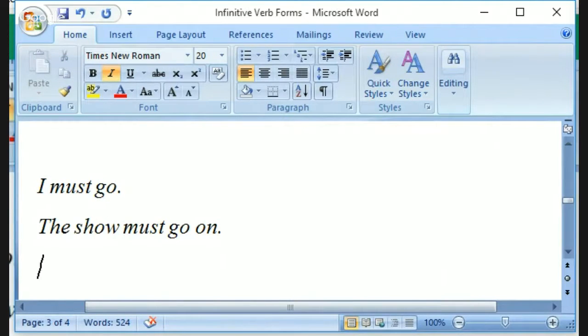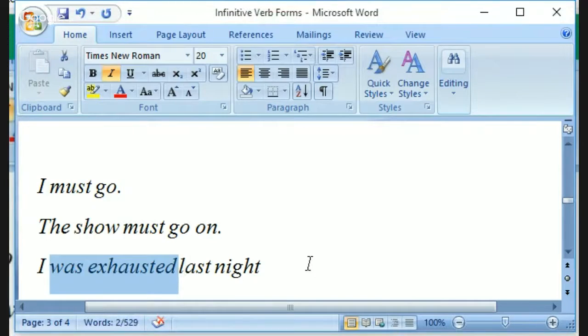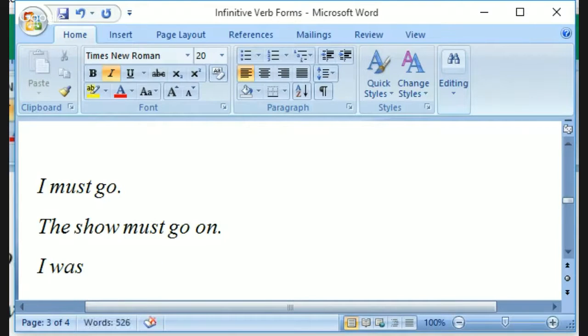I was exhausted last night. Well, where's your infinitive? This is "was exhausted." This is the passive. Yeah, passive. I was happy at that moment. But happy is not a verb. Yeah, right. These are both adjectives.